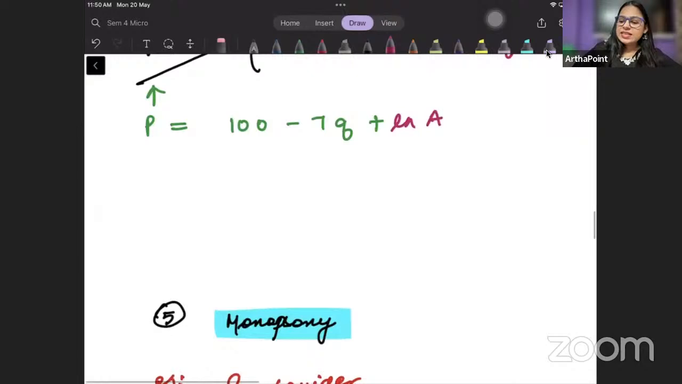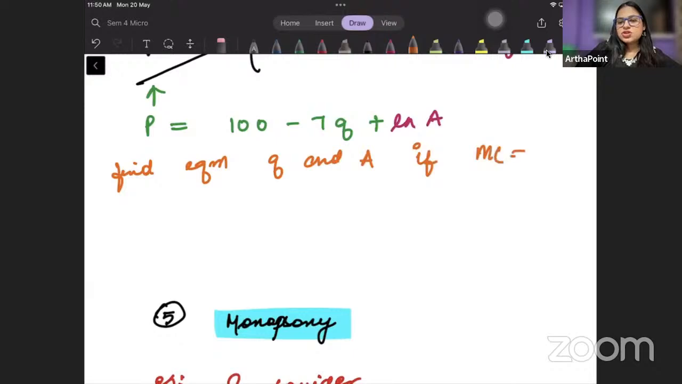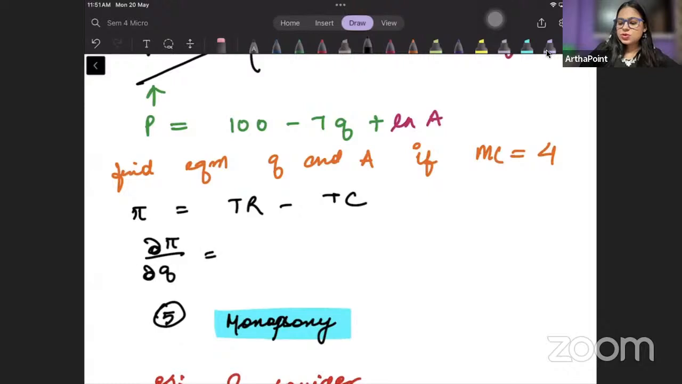Then they will go ahead and they will ask you find the equilibrium quantity and advertising expenditure if the marginal cost is 4 per unit. So very simple question, beta. You will make a profit function, which will be total revenue minus total cost, and differentiate this once with respect to quantity and once with respect to A, equate it to 0.